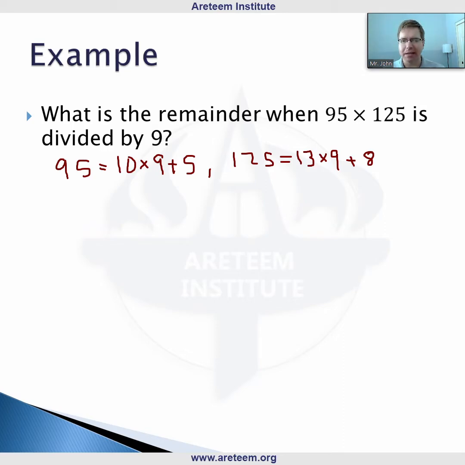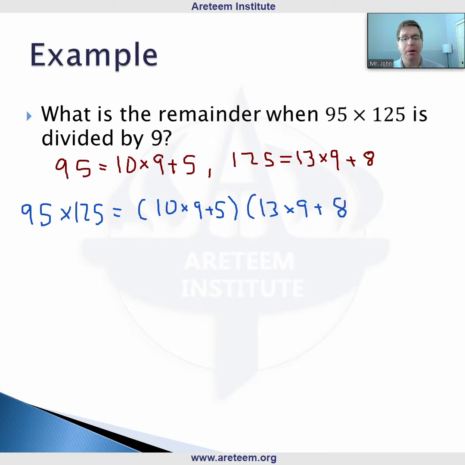Now, why is that? Well, one way to multiply this out, 95 times 125, is to write it out like I have above with our quotients and remainders, and then use FOIL to multiply it out. And when we use FOIL, something kind of magical is going to happen when we talk about the remainders when we're dividing by 9, or what's left over when we divide by 9.